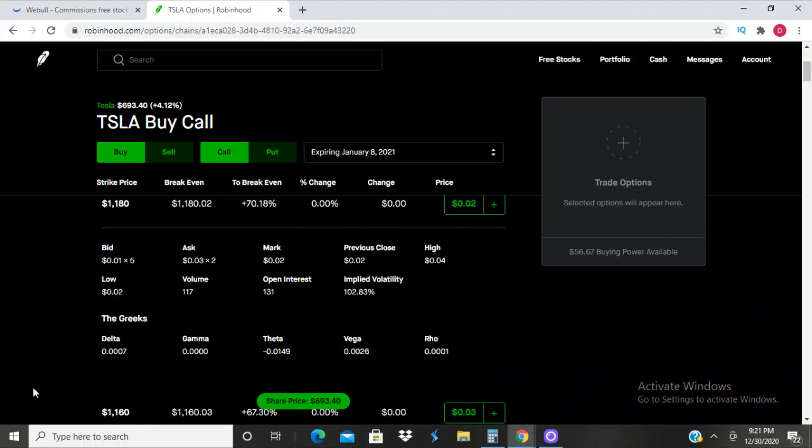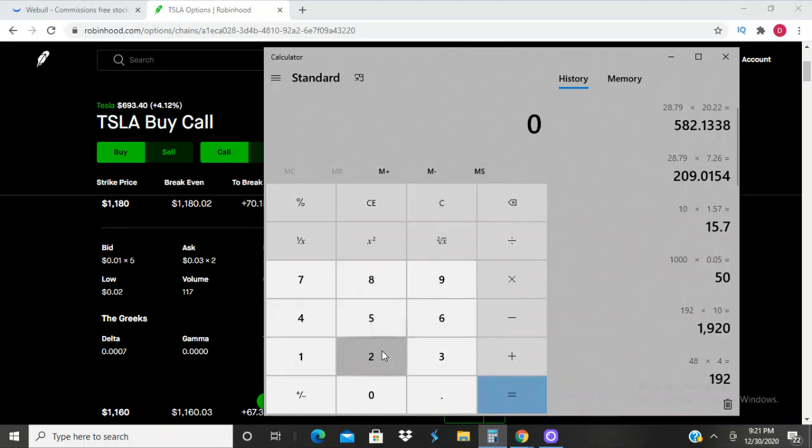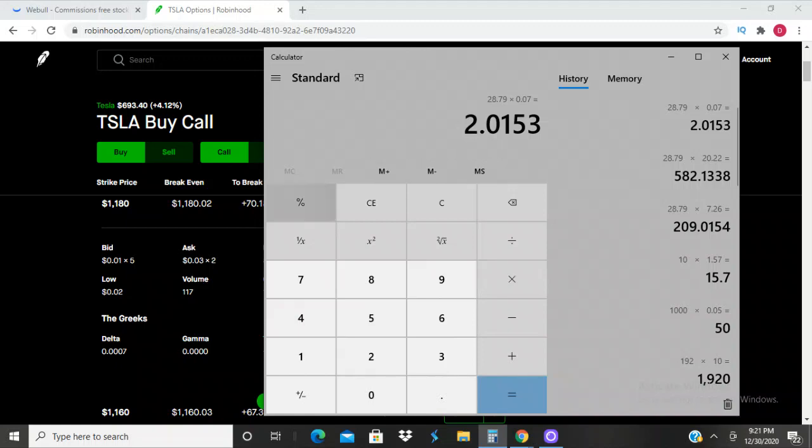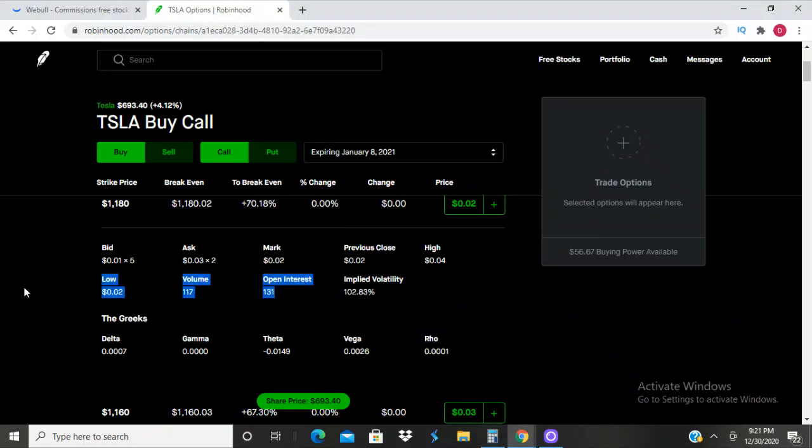Let's see, the delta on this contract is only 7 cents. So you would only make 7 cents for every dollar that Tesla went up. So let's say $28.79 it moved today times 7 cents. You would only have made $2 today. So yeah, you would only have paid $2 for the contract, but you would only have made $2.